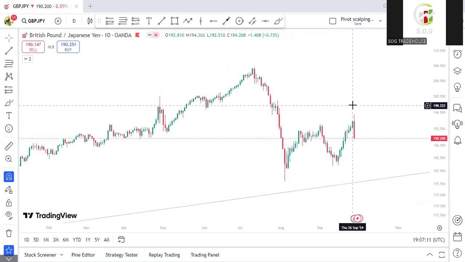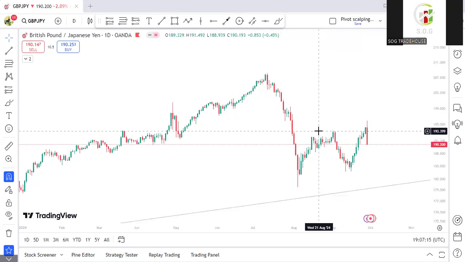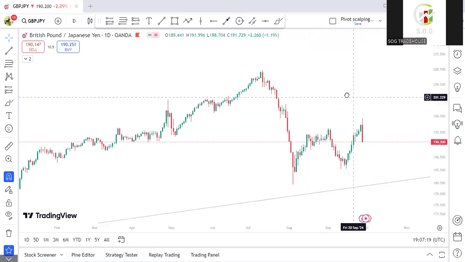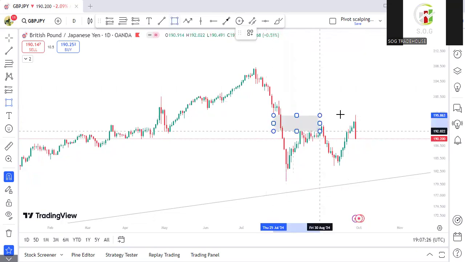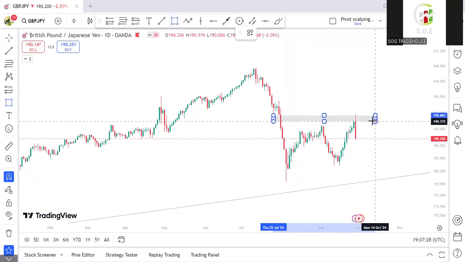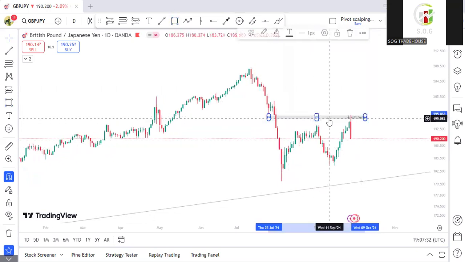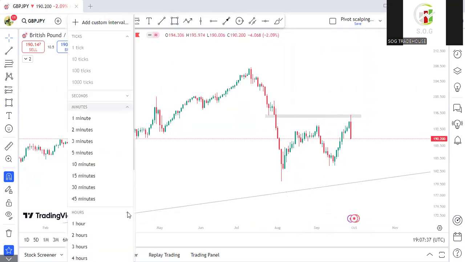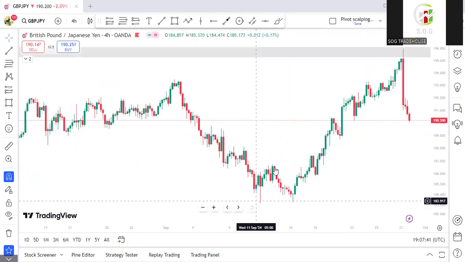So let's focus on current market structure. Looking at GBPJPY from the daily time frame, you can see GBPJPY is respecting this level of resistance over here. So let's go down to the 4-hour time frame to see the better structure of the market.